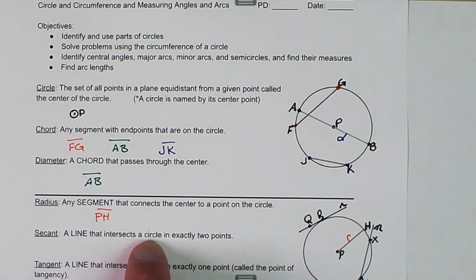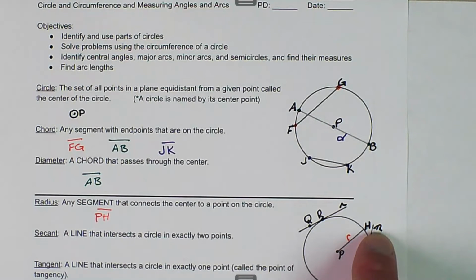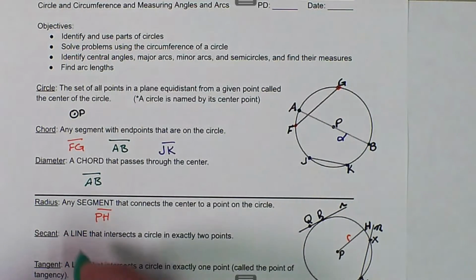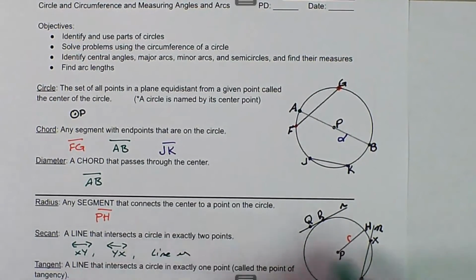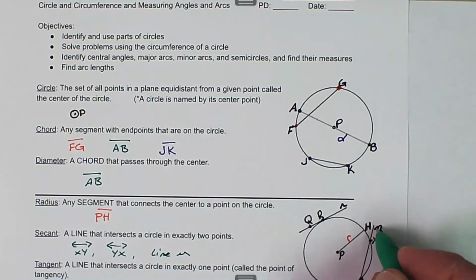A secant is a line that intersects a circle in exactly two places. So in this case, we have line YX or we have line M. That's another way we could call it. Because that intersects in two places, that's called the secant. So we could call it line XY, line YX, or we could call it line M by the lowercase letter written at the end of the line.